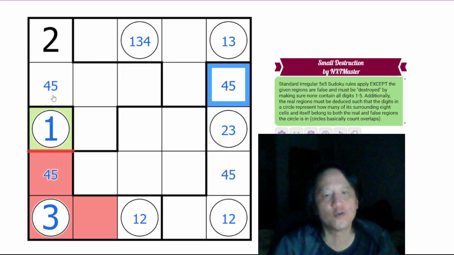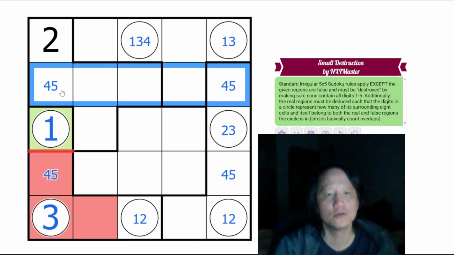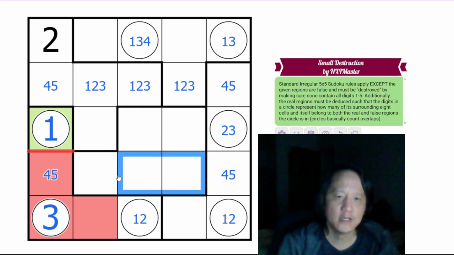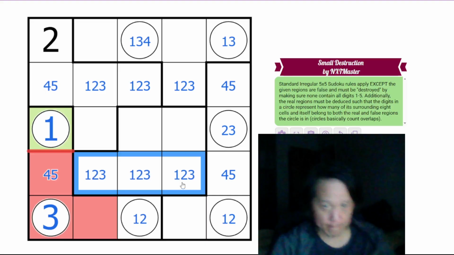We now have a 4, 5, 4, 5 pair in row 2 and in row 4, which eliminates 4 and 5 from the rest of those rows. So this is 1, 2, and 3. This is 1, 2, and 3.